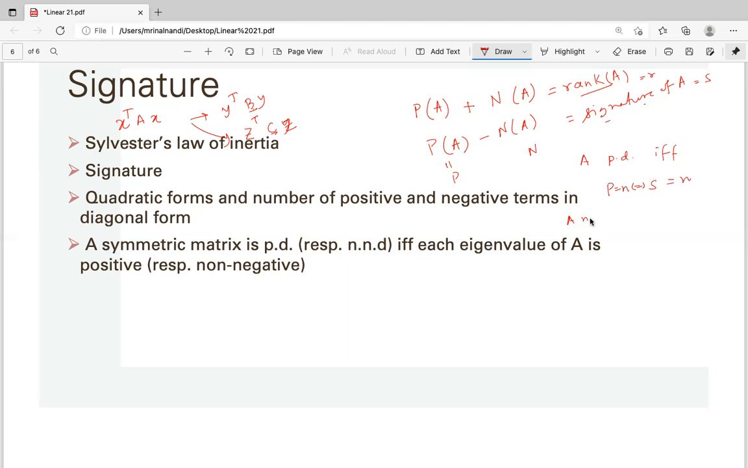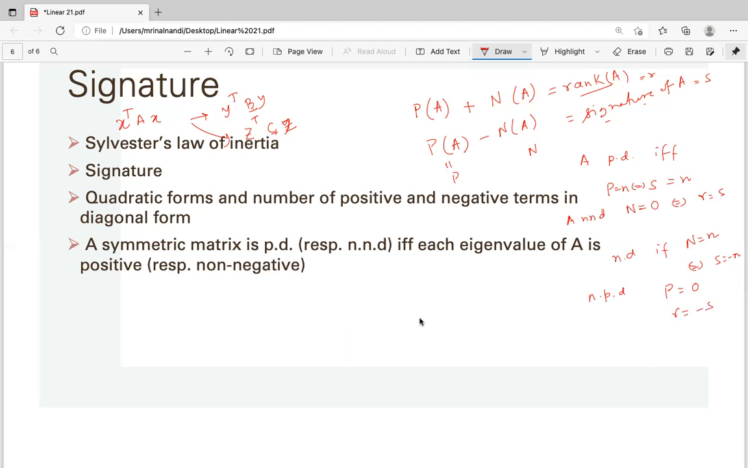A is non-negative definite if and only if N equals 0, since some terms may be 0 but there cannot be negative terms. Equivalently, R equals S, rank equals signature. Similarly, A is non-positive definite if and only if P equals 0, so the number of positive terms is 0, maybe some 0, maybe some negative. Equivalently R equals minus S.